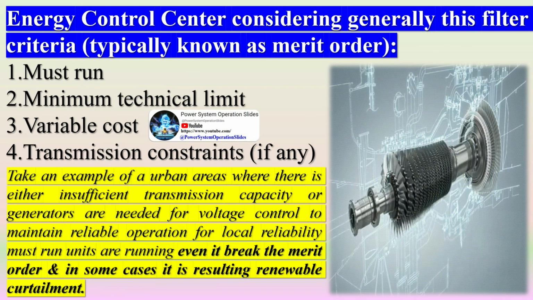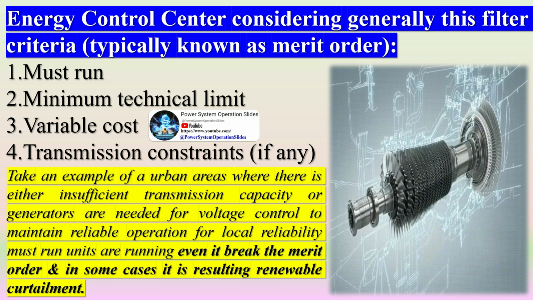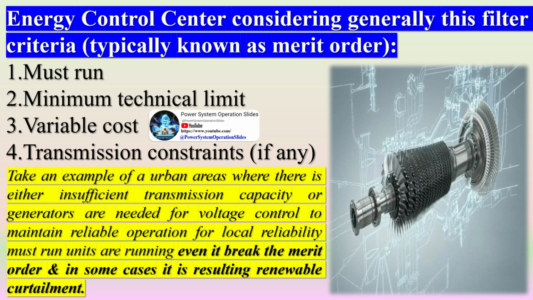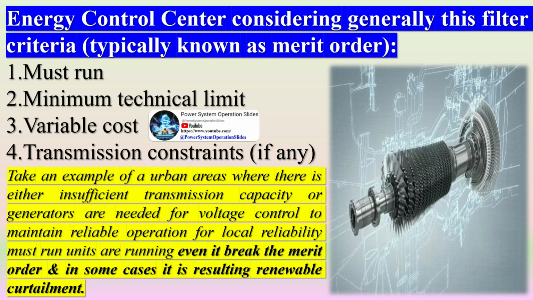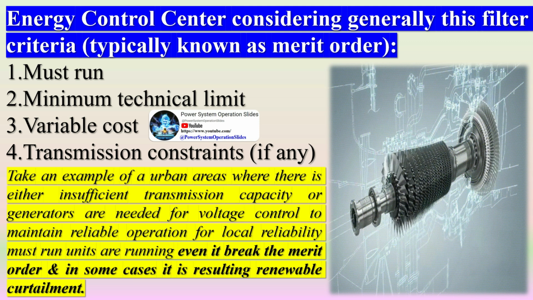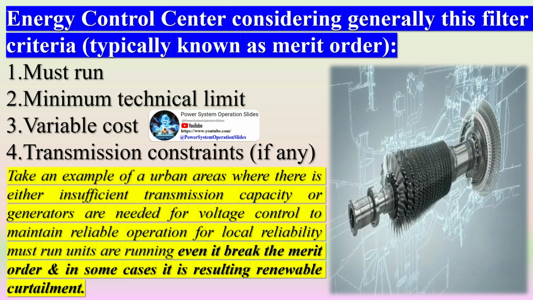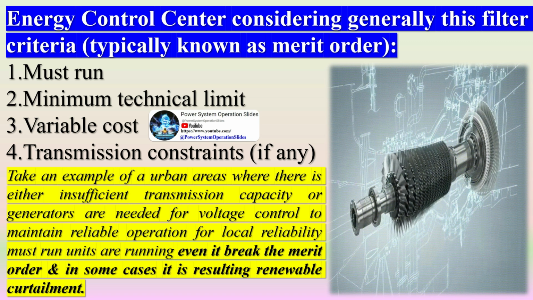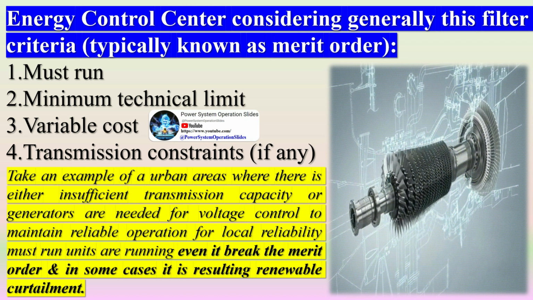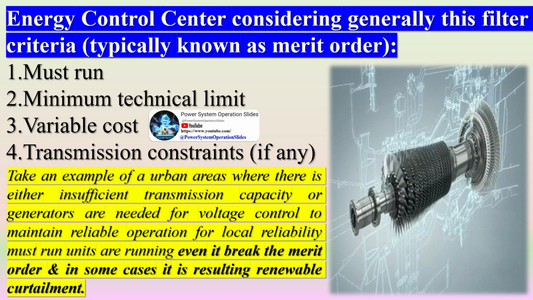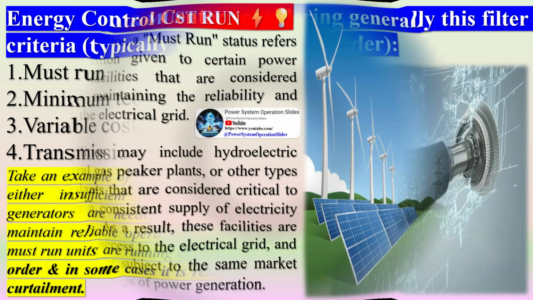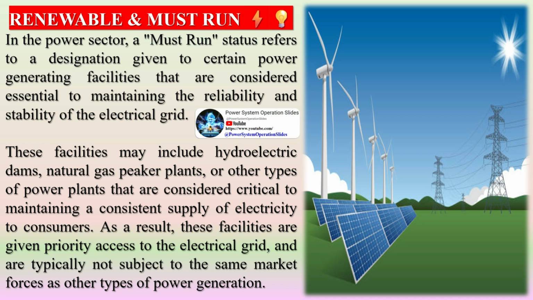The Energy Control Center generally considers these filter criteria, typically known as merit order: 1. Must-run. 2. Minimum technical limit. 3. Variable cost. 4. Transmission constraints, if any. Take the example of urban areas where there is either insufficient transmission capacity or generators are needed for voltage control to maintain reliable operation. For local reliability, must-run units are running even if they break the merit order, and in some cases this results in renewable curtailment.